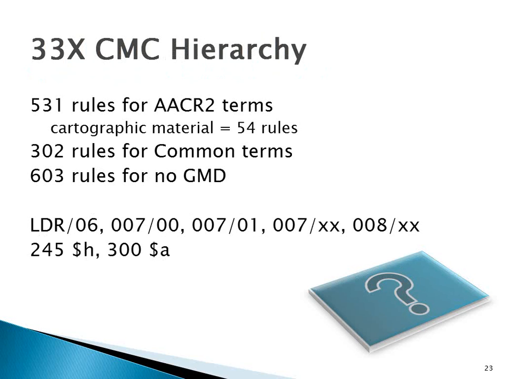As I mentioned earlier, we had over 1,400 rules. We have 1,436 to be exact. And to give another example, at least with the cartographic material, that has 54 dedicated rules all to itself. So there's a lot of different variations and a lot of different things that we look for in order to find the best, most correct set of 33X fields to add to your records.